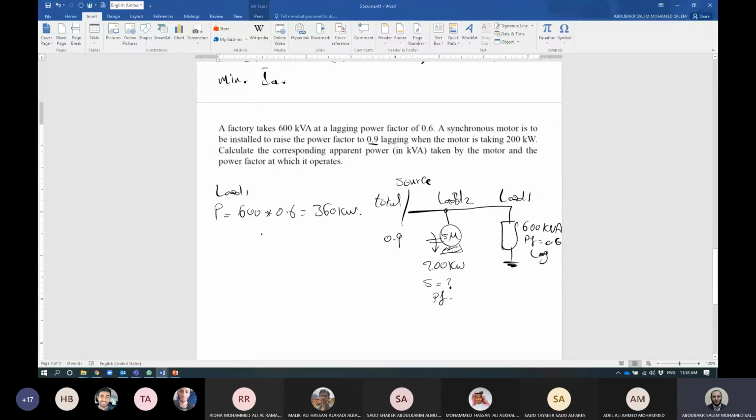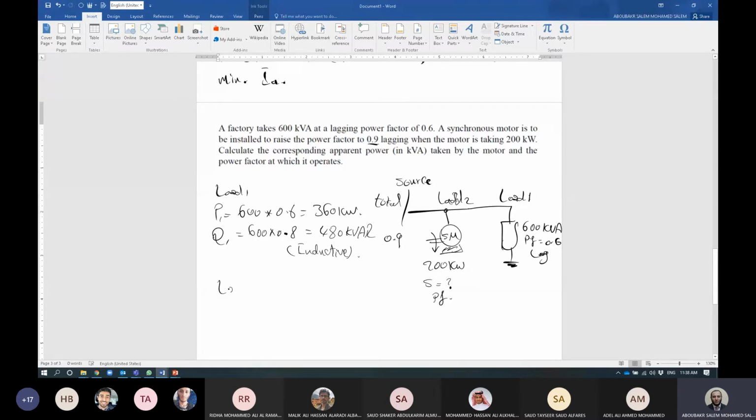Right, guys? So Q1, which is inductive, so this is Q1. Subscript 1 here, guys, means load number 1. Q1 means it's 600 multiplied by 0.8. Right or wrong? Cosine of the angle is 0.6, which has a sine of 0.8. Yes. Which means we have here 480 kVAR. And this is inductive. We have to indicate that this is inductive.